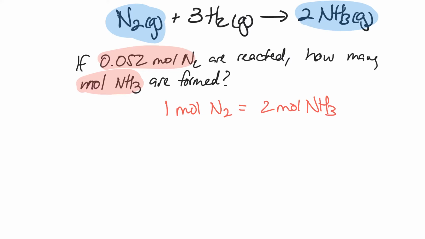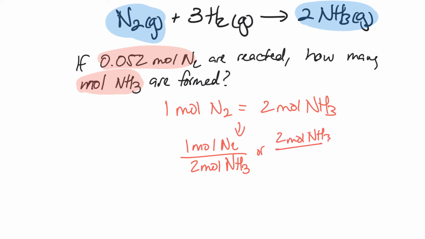If you need to write your conversion factors, go ahead and do that. So your conversion factors are 1 mole of N2 over 2 moles of NH3, or 2 moles of NH3 over 1 mole of N2. Then we've got to figure out which conversion factor we're going to use for this problem.